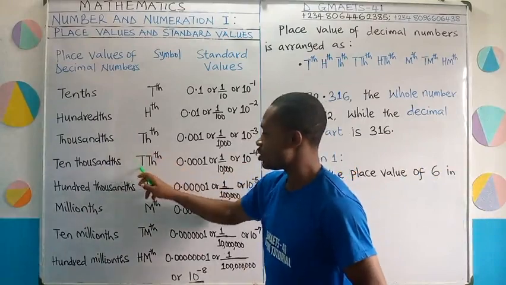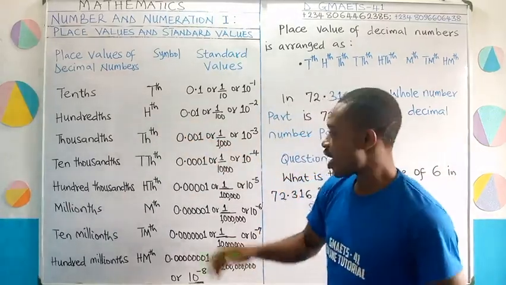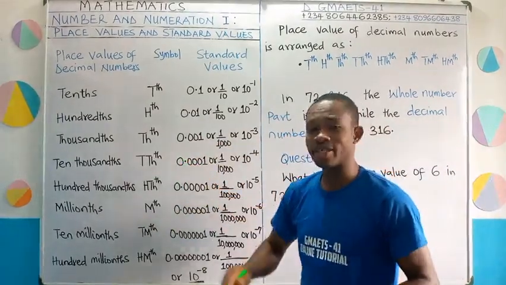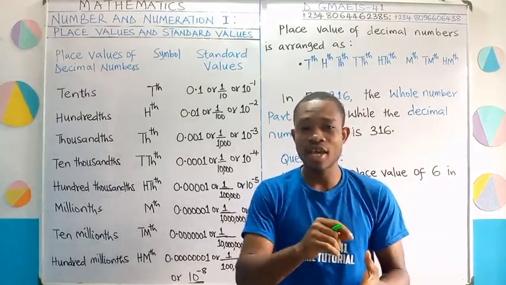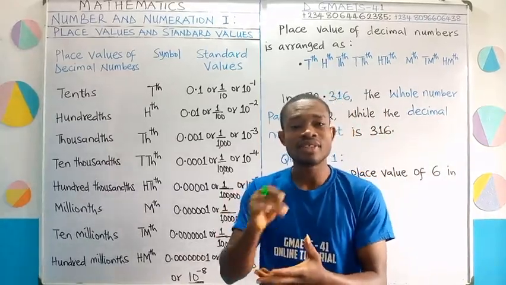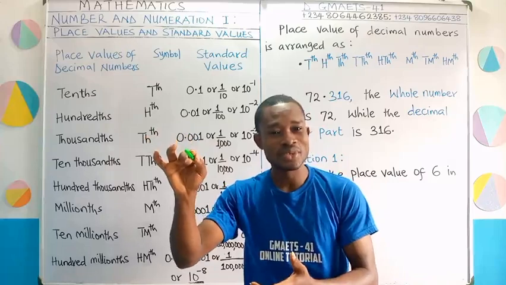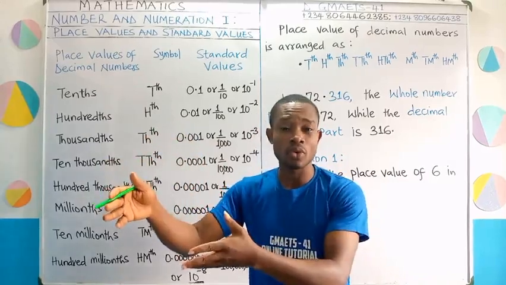Alright, let's move on to the next decimal place value, which is 10,000s. This is the symbol TTH, then a TH on top. In 10,000s, you have 4 zeros before 1. Remember, after the first 0, you put your decimal point. Now, if you take your mind back to whole numbers, when we learned about 10,000, it is 1, then 4 zeros. So 1 comes before.